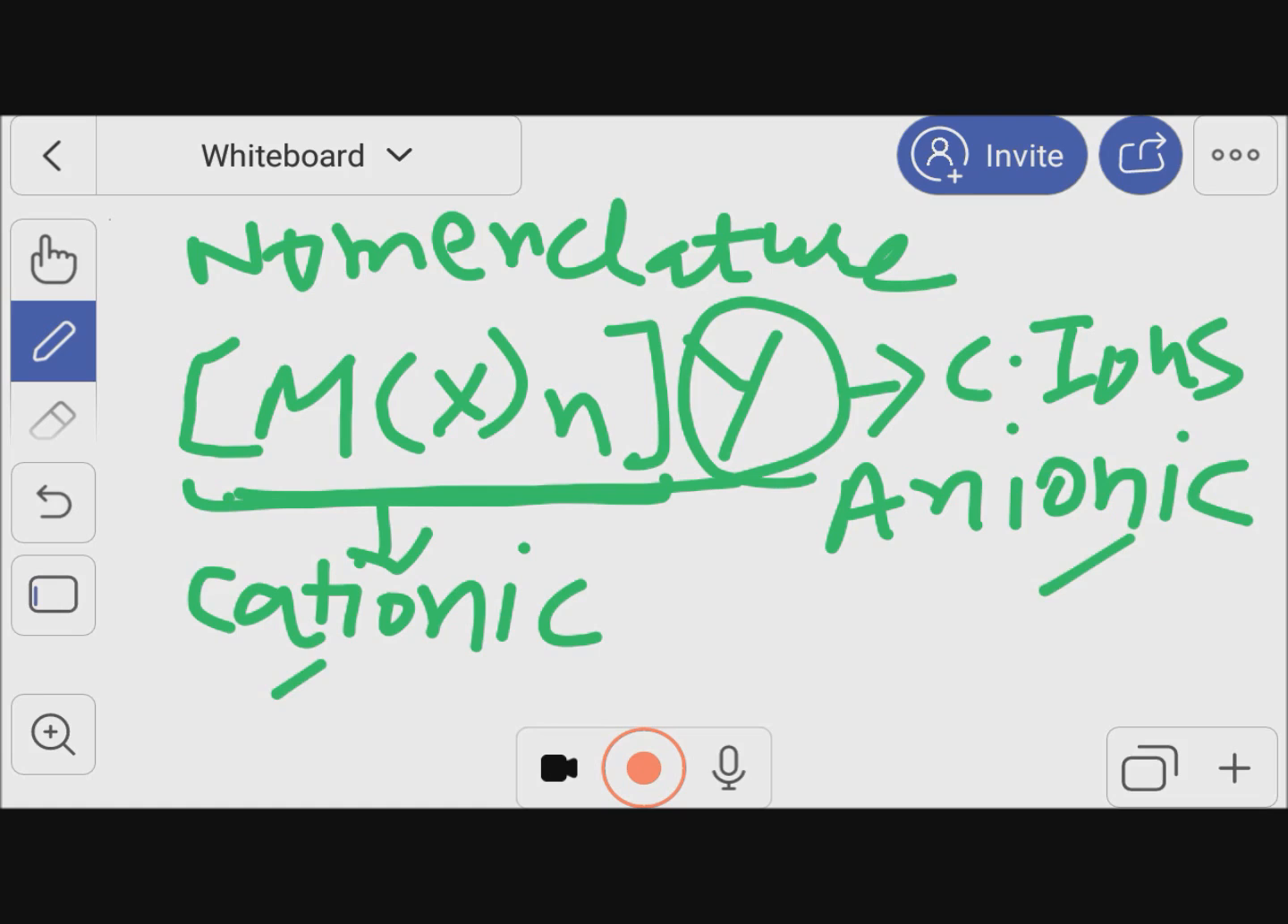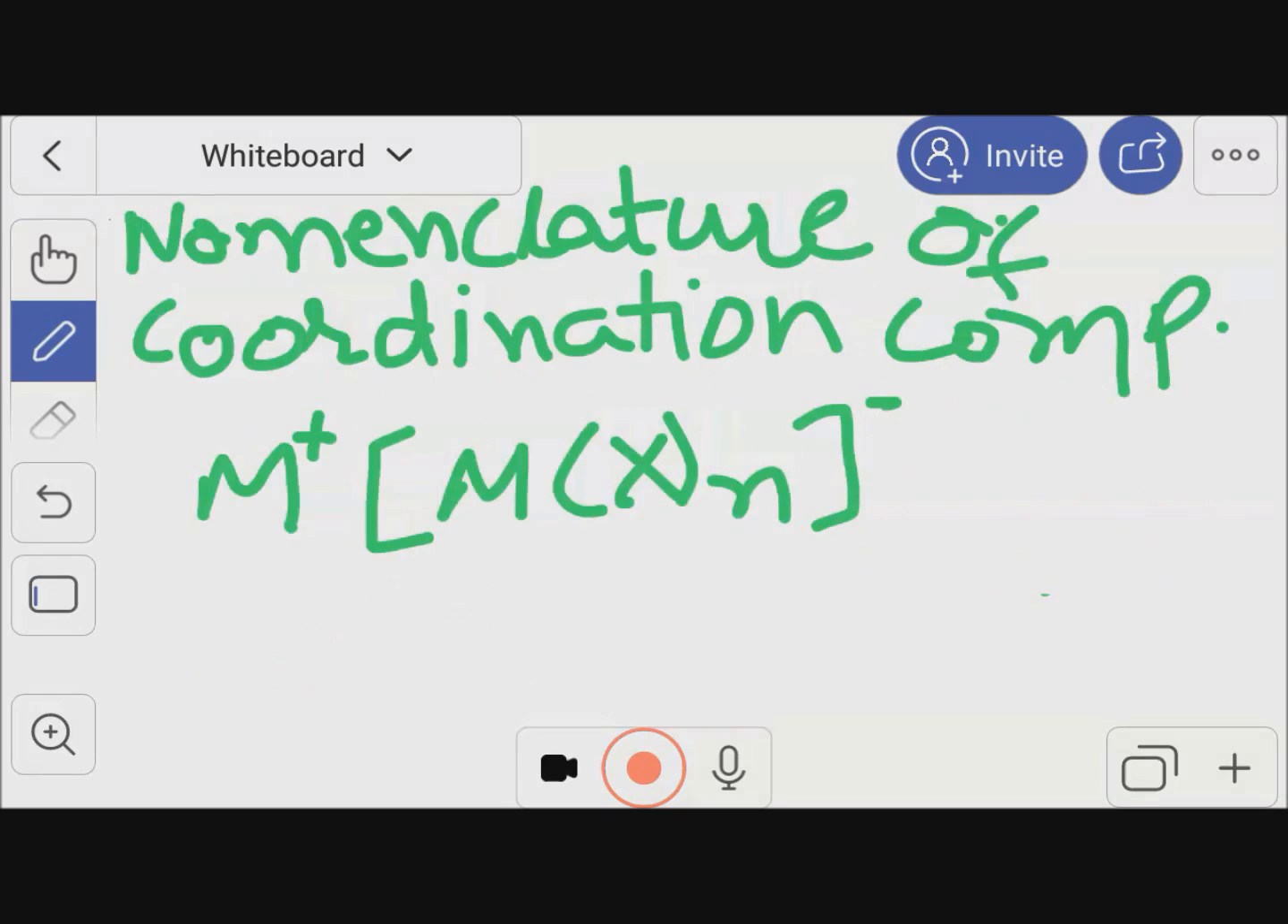This is one way to represent coordination compounds with the general formula MXNY, where M is the central metal atom, X is the ligand, N is the number of ligands which are directly attached to the central metal atom, and Y is the counter ions which are outside the coordination sphere. If the coordination sphere comes first, it is the cationic part, and the counter ion is the anionic part. And this is another way in which coordination compounds are written.